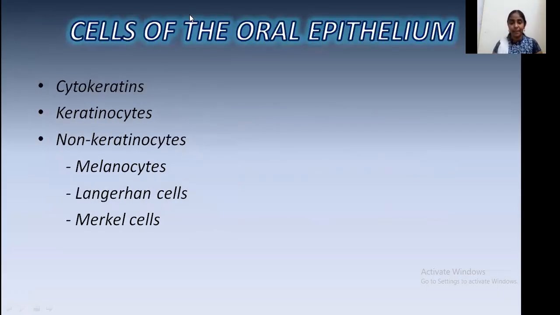Cells of the oral epithelium are divided into keratinocytes and the non-keratinocytes. Non-keratinocytes are of three types: melanocytes, Langerhans cells, and the Merkel cells. We'll see about each in brief.